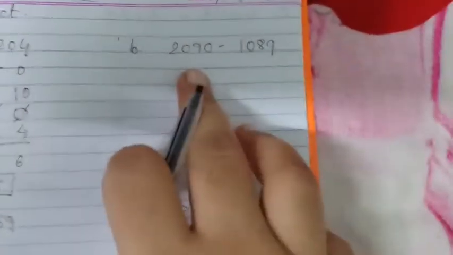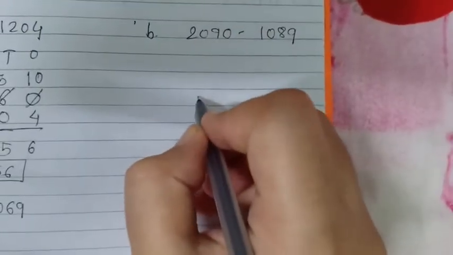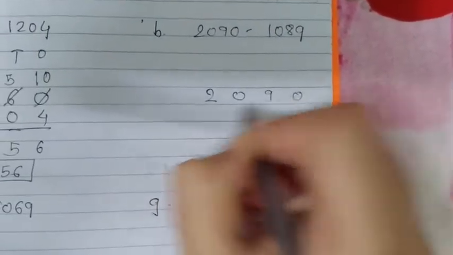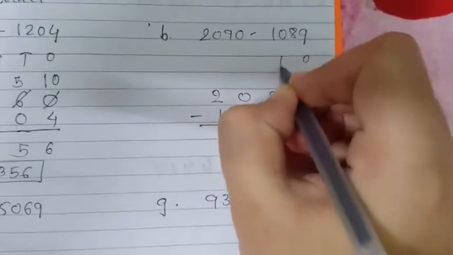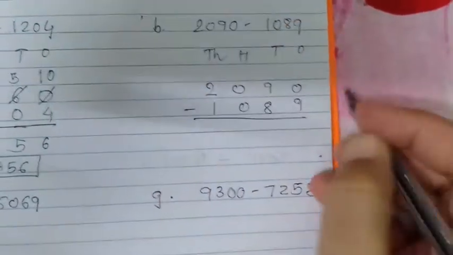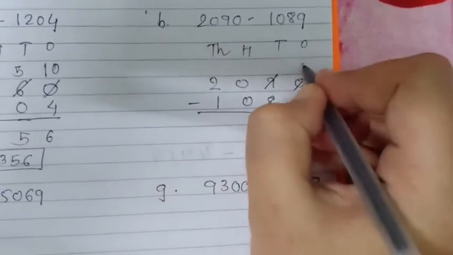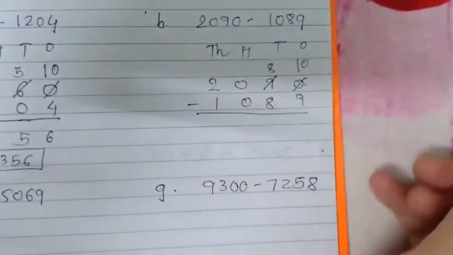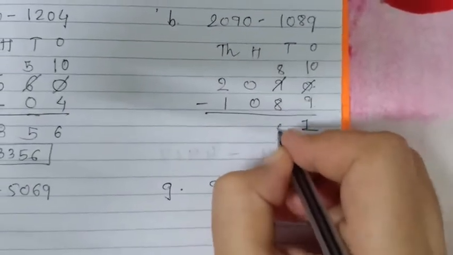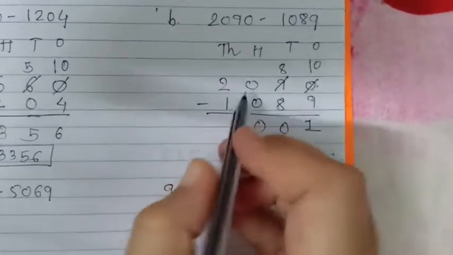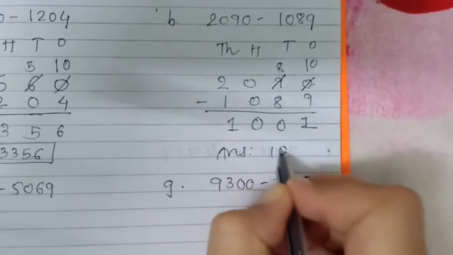B: 2090 minus 1089. So arrange it vertically. Ones, tens, hundreds and thousands. Start from the ones place. 0 minus 9. We cannot subtract it, so we are taking a borrow. Here is 8 and put 1 here. 10 minus 9, 1. 8 minus 8, 0. 0 minus 0, 0. 2 minus 1, 1. Answer is 1001.